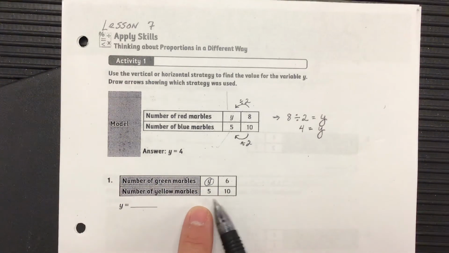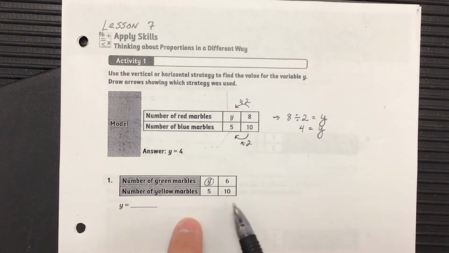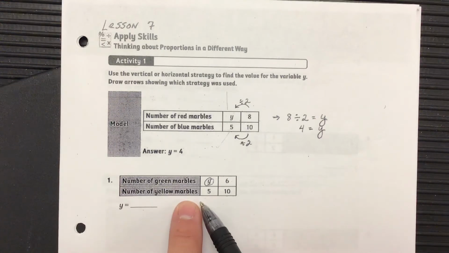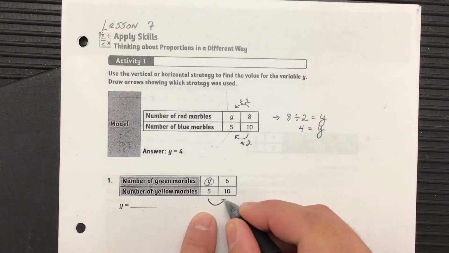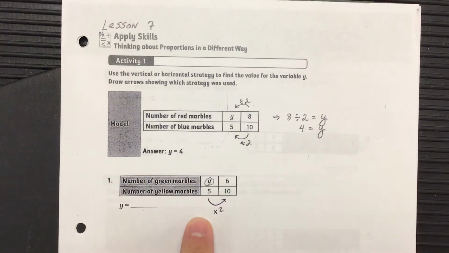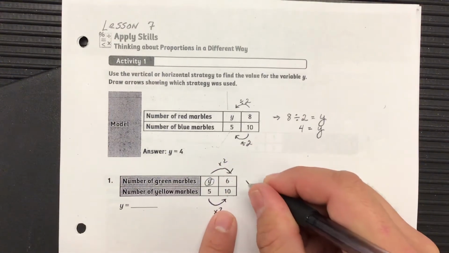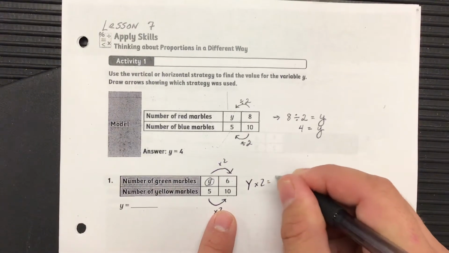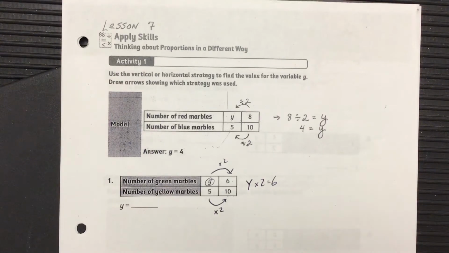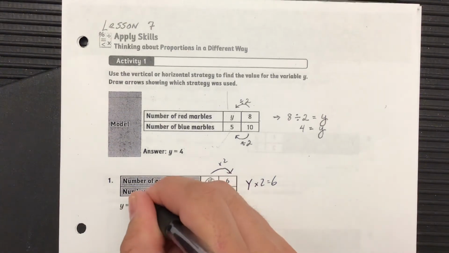I do know how to get from 5 to 10. How do I get from 5 to 10? Times 2. Or you could say divide by 2 this way. Let's say it's times 2. So I'm going to draw my arrow. And now I'm going to look at this one. Something times 2 is 6. Do you agree that it's 3? Yes? No? Maybe so? Yeah. 3 is correct.